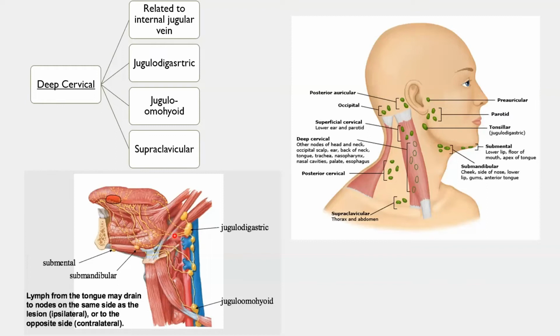This is situated behind the posterior belly of the digastric. This is the digastric muscle. So it is situated behind the posterior belly of the digastric, in front of the internal jugular vein. So that's why it's called the jugulo-digastric, because of the internal jugular, and digastric because it's related to the digastric muscle. It drains the tonsils, the palatine tonsils, and the tongue area. This area drains into these jugulo-digastric nodes.